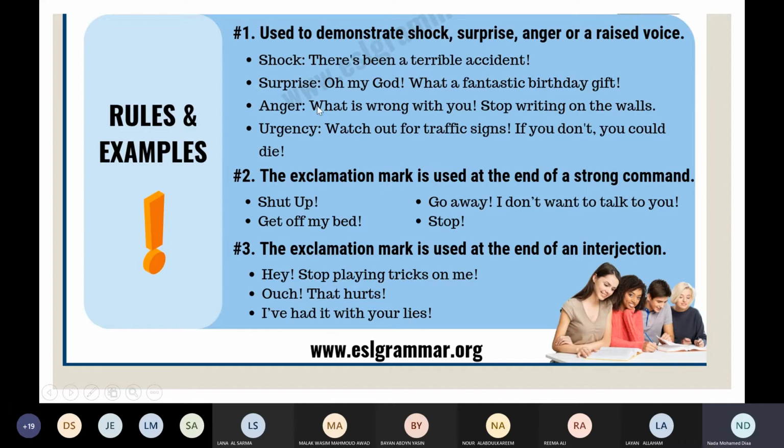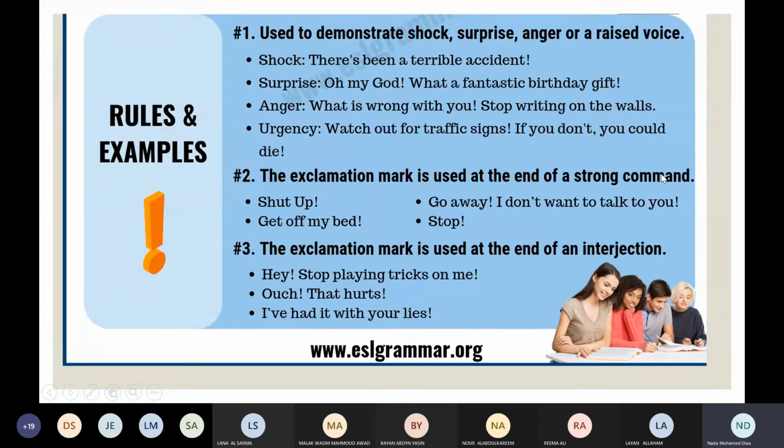Here it's a comment. But what is wrong with you? I am wondering. So, what is wrong with you! Exclamation mark. Stop writing on the walls! Urgency: watch out for the traffic signs! Exclamation mark. If you don't, you could die! Exclamation mark. The exclamation mark is used at the end of a strong comment, as we have just said.